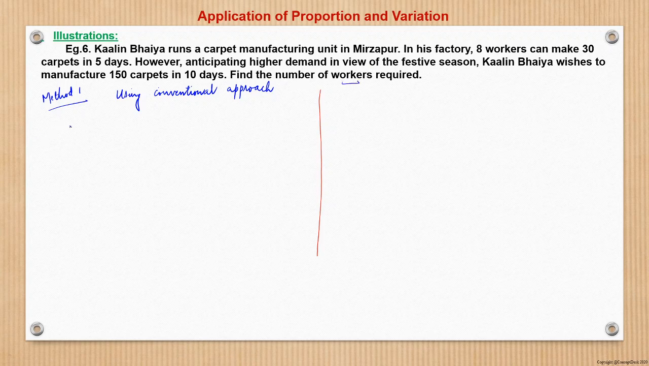So, the number of workers, let that be m. The number of workers is directly proportional to the number of carpets, right? If more carpets are to be produced, more workers are required, right? So this is one thing. Then again we will see the relation of the number of workers to the other variable, which is days. If the number of workers is more, the number of days required will be less. So it is 1 by d, right? 1 by d. Here C is carpet.